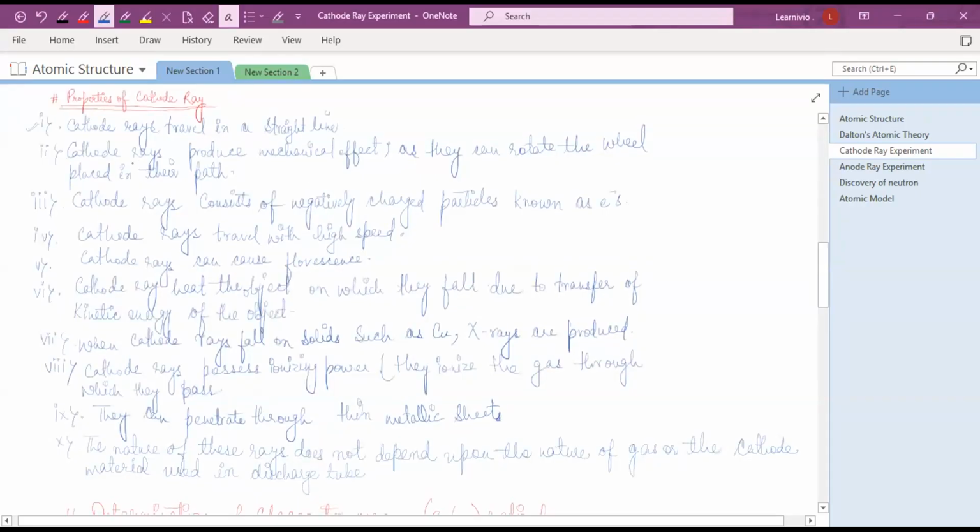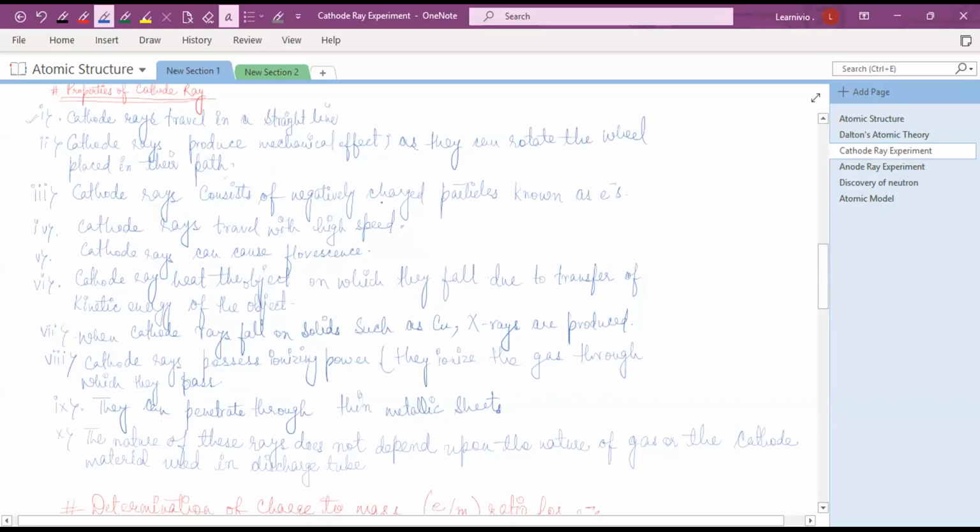Okay. Second property was that cathode rays produce mechanical effect as they can rotate the wheel placed in a path. When a certain wheel is placed in the path of a cathode ray, it shows some mechanical effect, meaning the wheel starts to move, rotate, right? It means that cathode ray produces mechanical effect, right? Second point.